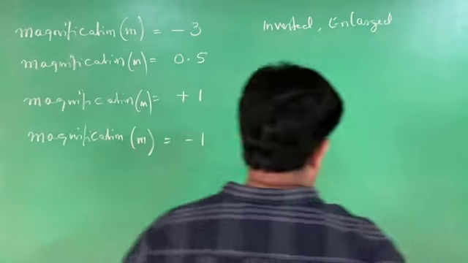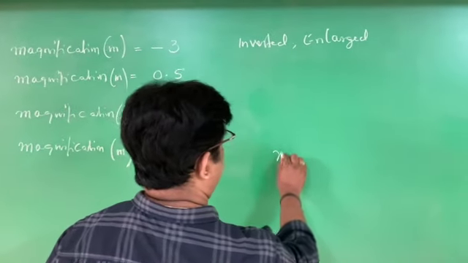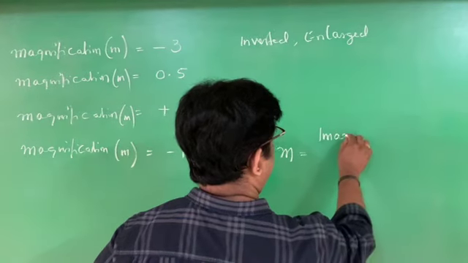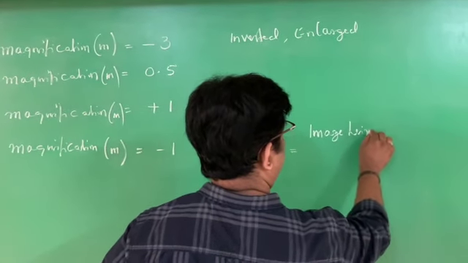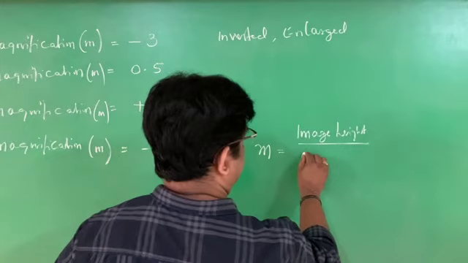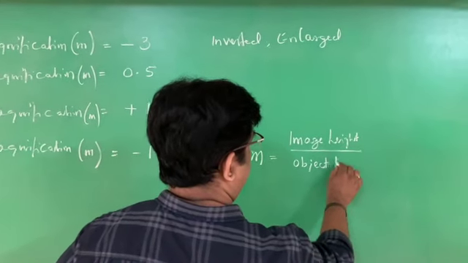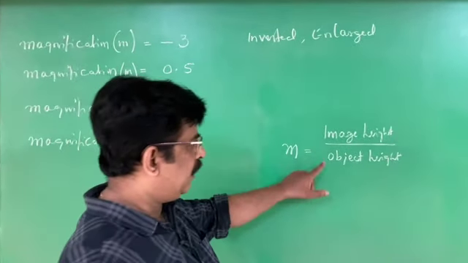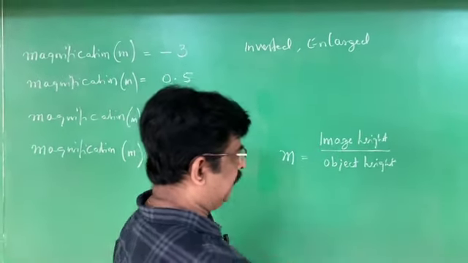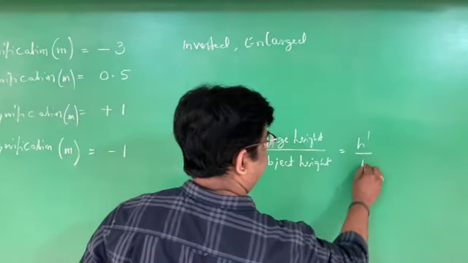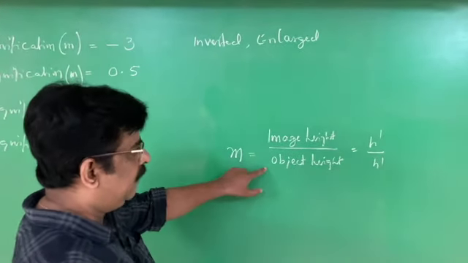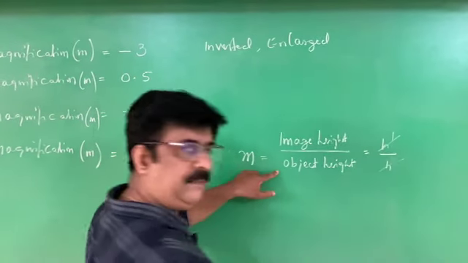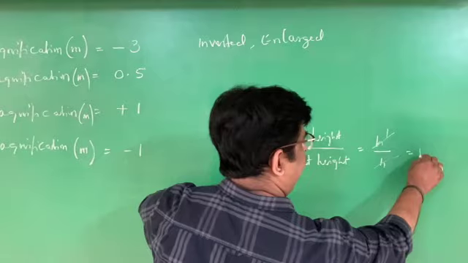Try to understand. Equation for magnification. Magnification is equal to image height by object height. Right? It is very simple mathematics. It is image height by object height, that is also equal to h dash by h. If both are the same, we can cancel them, right? When we cancel them, we get 1.